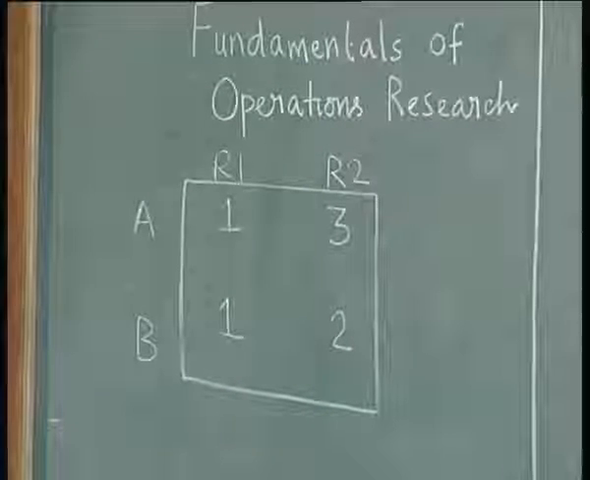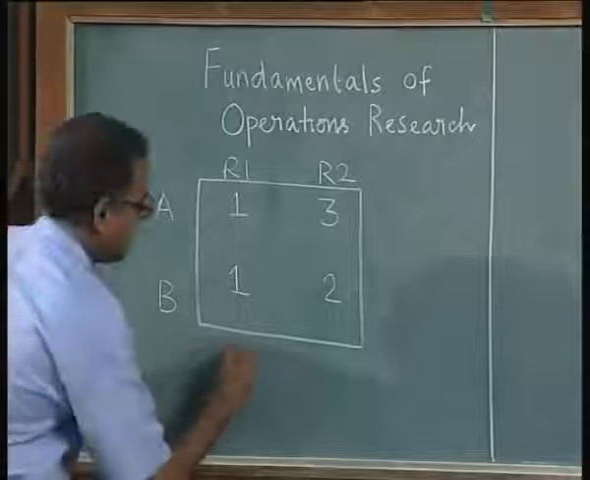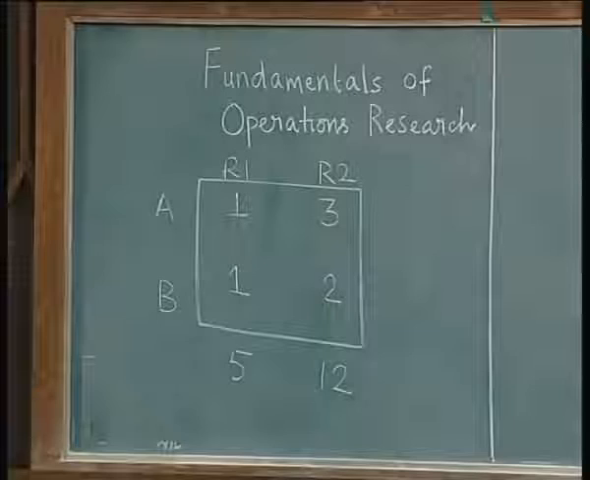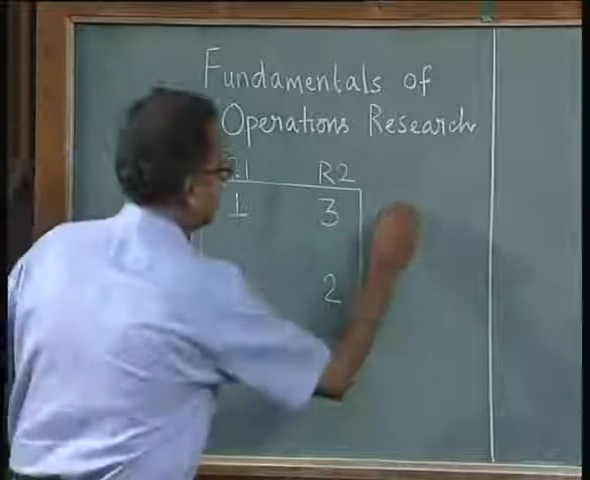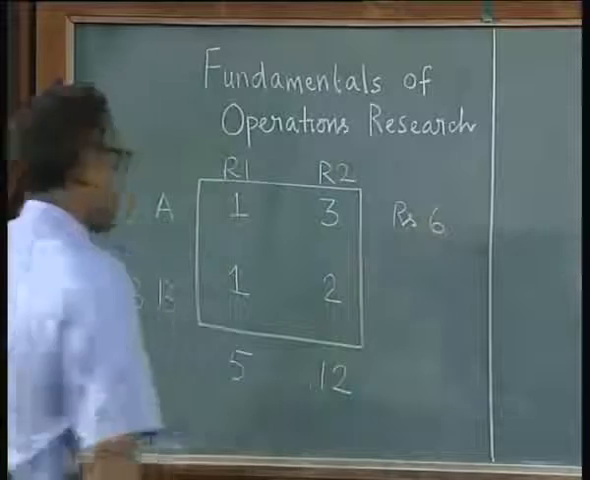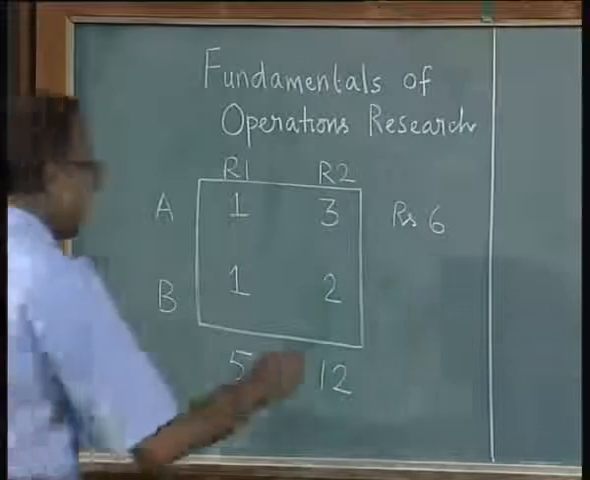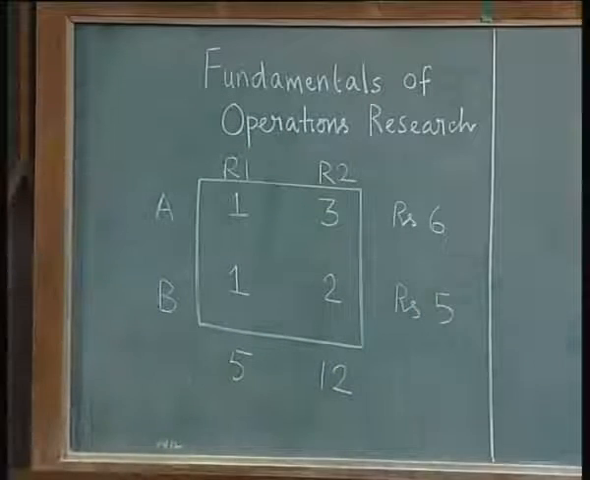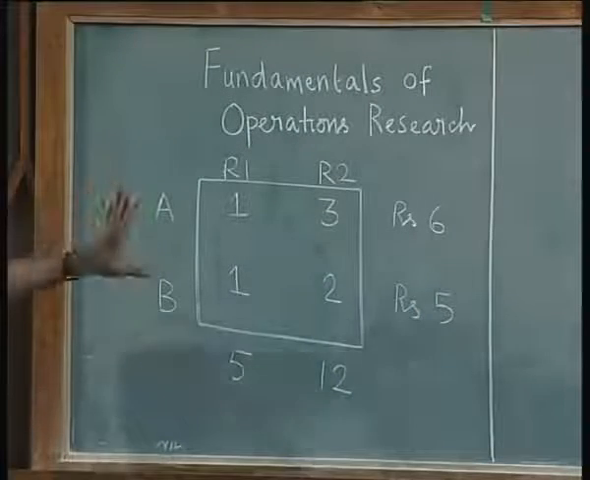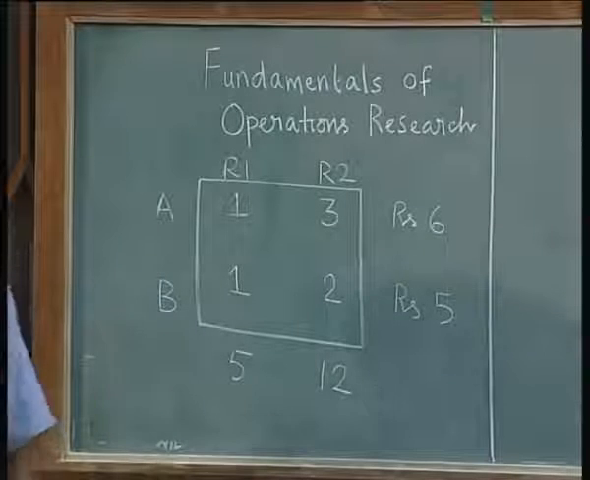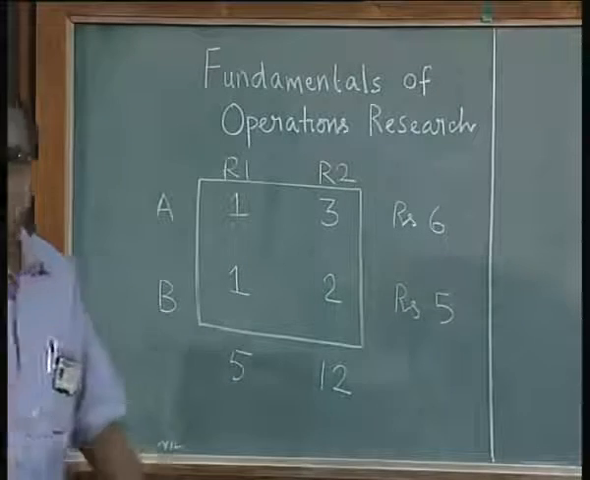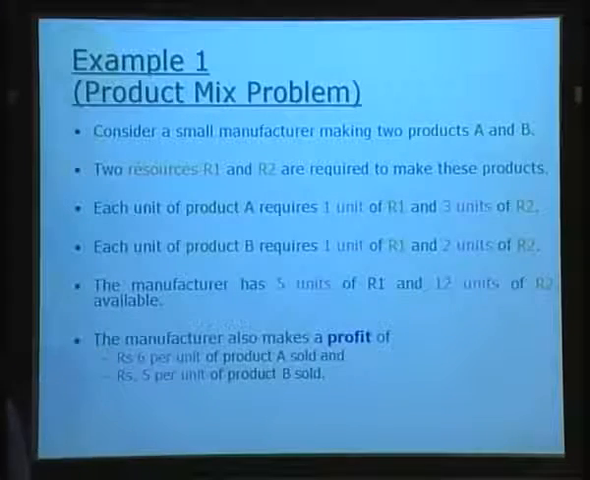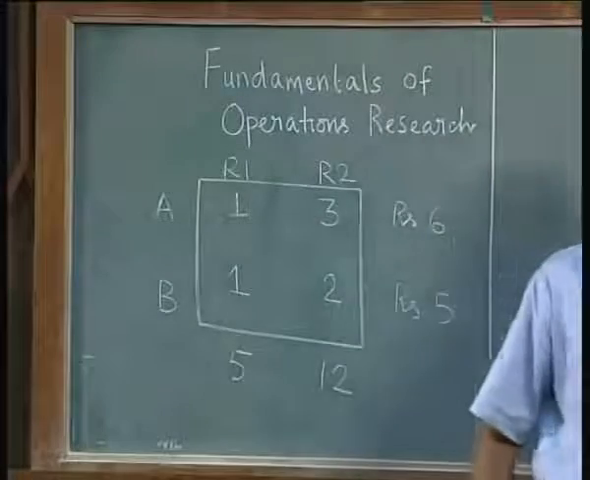The manufacturer has 5 units of R1 available and 12 units of R2 available, and the manufacturer also makes a profit of rupees 6 per unit of A sold and rupees 5 per unit of B sold. So this is the problem setting that we are looking at. Now what are the issues that this manufacturer faces? One, the manufacturer would like to produce in such a way that the profit is maximized.